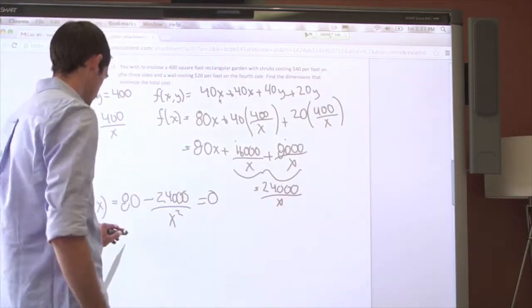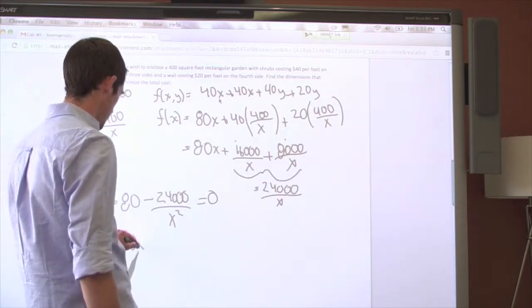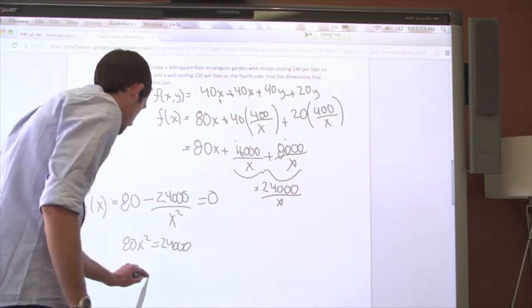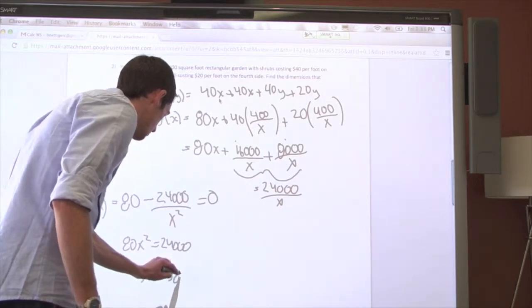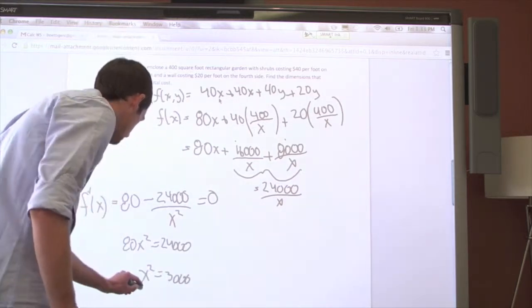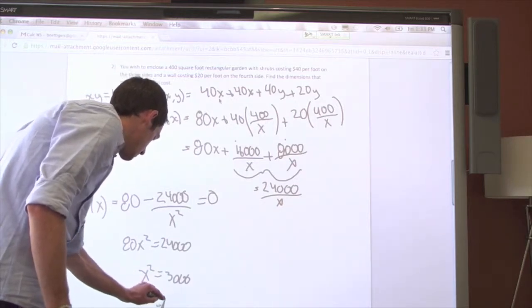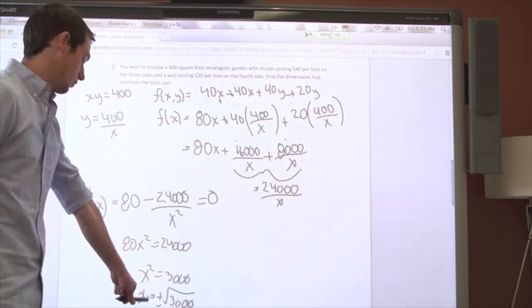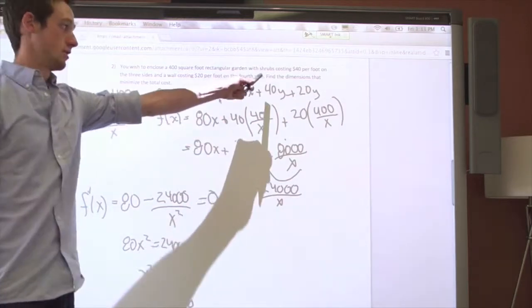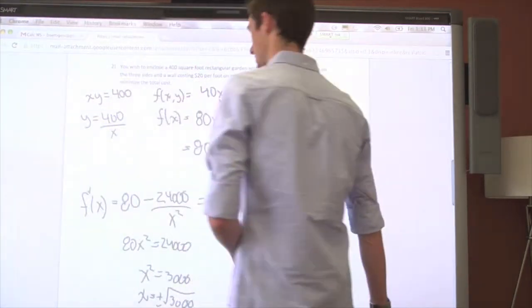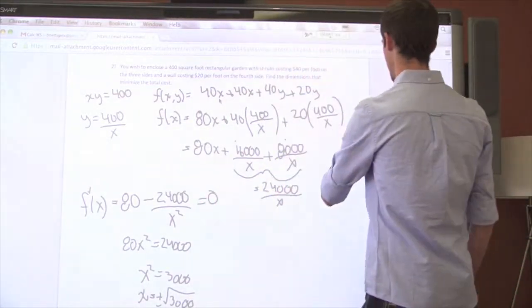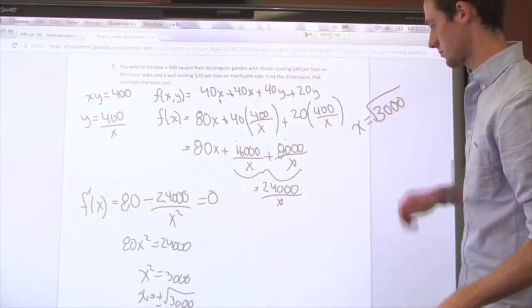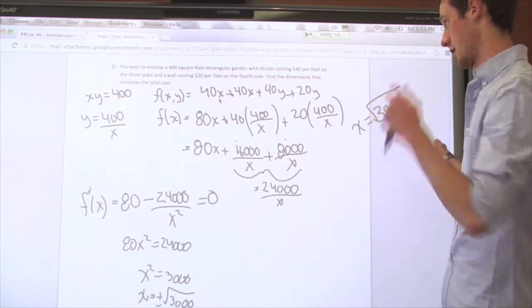We can manipulate this, and we're going to find that 80x squared is equal to 24,000. Divide the 80 across, and you get x squared equal to 3,000. So x is going to be plus or minus the square root of 3,000. We got 2 answers here, but we know it can only be one of these, because x is the length of the wall, and we can't have a negative answer for length. That doesn't make any physical sense. So we can rule that one out and say that our critical point is x equals the square root of 3,000. This is going to be one way that will help minimize the cost.